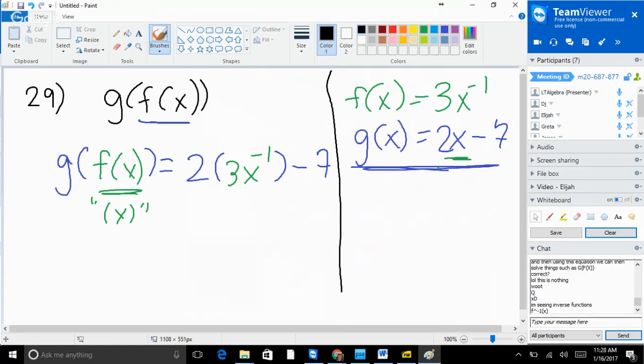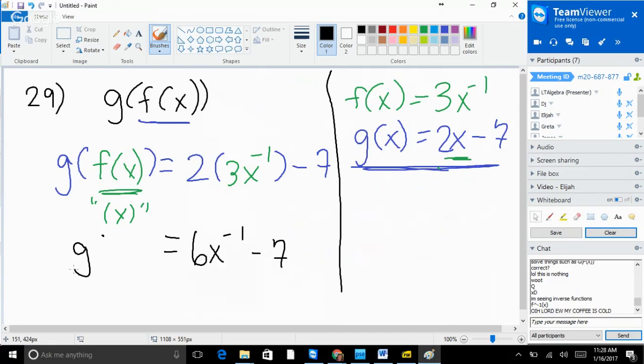So if we evaluate this, it's going to be 2 times 3, 6, x to the negative 1, minus 7. That is how we would write g of f of x. I don't know if that color coding helped or not. But basically, you're plugging one function into the other function.